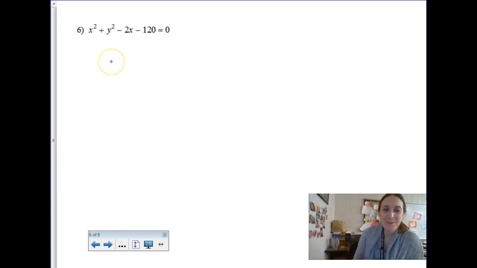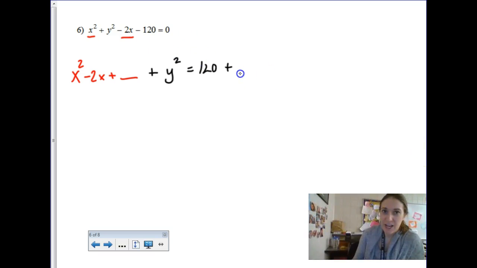Alright, so this one's going to be even easier, because I will have to complete the square on the x's, but I think that's it, because the y is just going to be a 0 component. So I'm just going to kind of leave the y alone. If you want to write it as y minus 0 squared, you sure can. I'm going to add that 120 over, and then whatever that red blank is, I'm going to have to add it here as well.